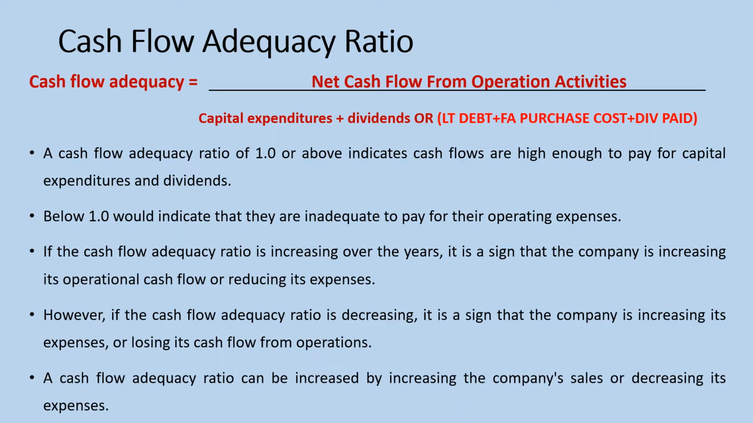It is not advisable to use the cash flow adequacy ratio to compare companies that are in different industries, since their operational models will not be the same. A cash flow adequacy ratio can be increased by increasing the company's sales or decreasing its expenses.